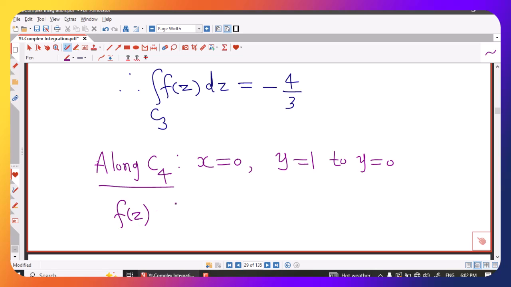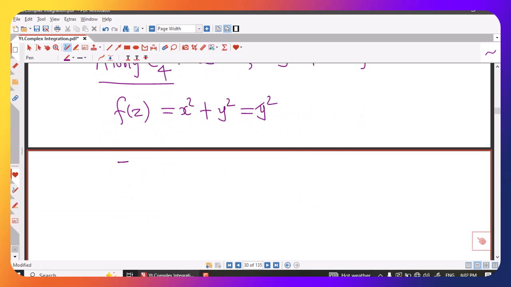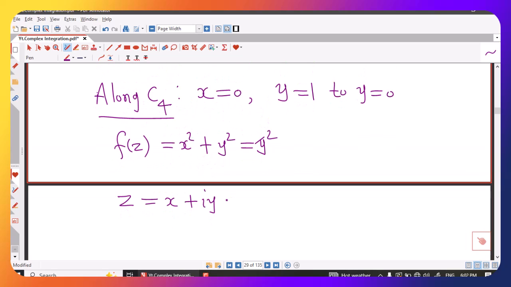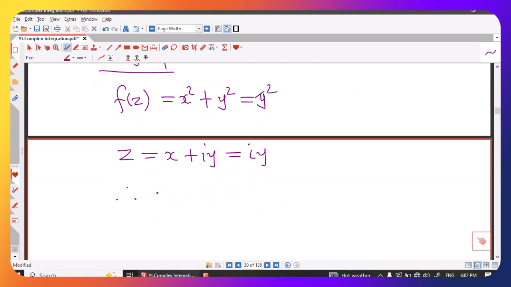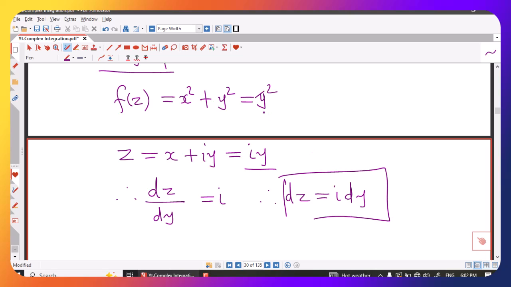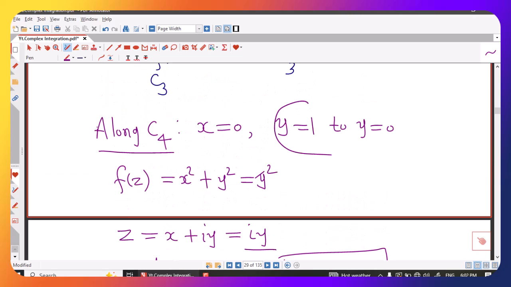Because x is 0, f(z), which is x squared plus y squared, becomes y squared. And z is x plus iy, and x is 0, therefore we have iy. If we take the derivative of z with respect to y we have i, and therefore we will replace dz by i times dy, and f(z) is y squared and y is from 1 to 0.